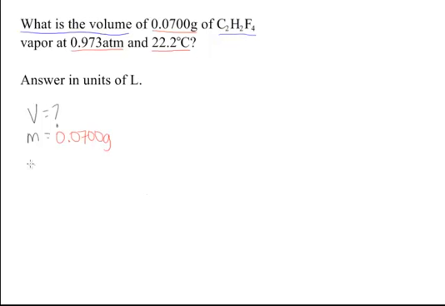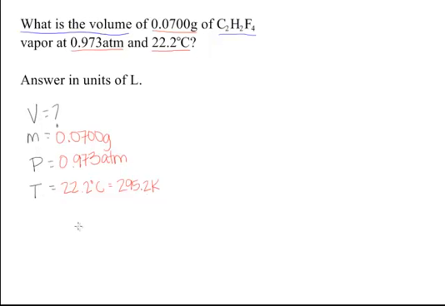I also know that my pressure is going to be equal to 0.973 atmospheres. And I have a temperature of 22.2 degrees Celsius. And hopefully at this point you're getting into the habit of, as soon as you see Celsius, you know that you need to convert that into Kelvin. So I'm going to go ahead and do that here, and this becomes 295.2 Kelvin.